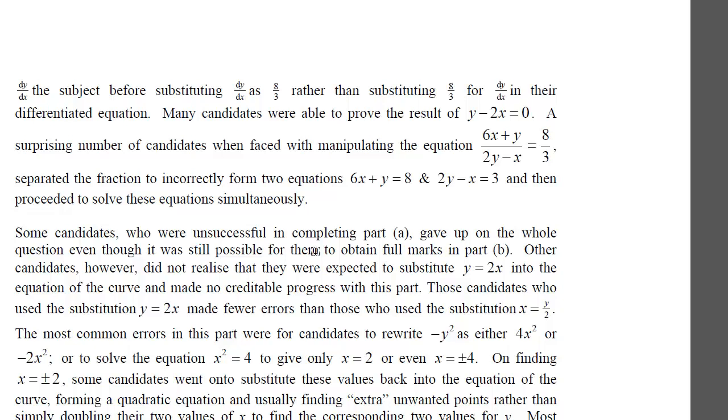Even if you cannot do the implicit differentiation of part A, you have the answer, which is y minus 2x equals 0. Using that, you can solve the two equations simultaneously and you can actually solve it. So this is important that you do that. Another question on finding this x equals plus minus 2.